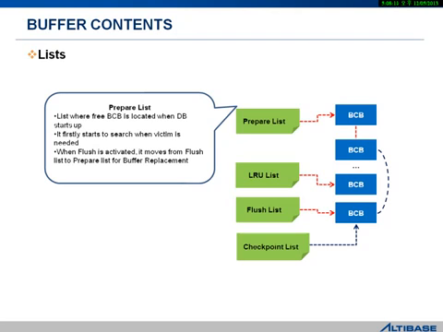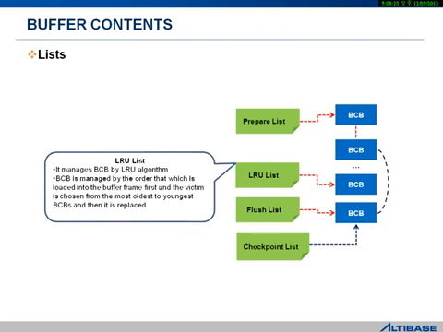If it's managed like this, the same as the flush list, the buffer replacement could be faster, as a victim is found straight away from the prepare list when replacing occurs. The other BCBs are managed from the LRU list by using the LRU algorithm. The LRU algorithm is managed by sorting the buffer pages in a cache order.